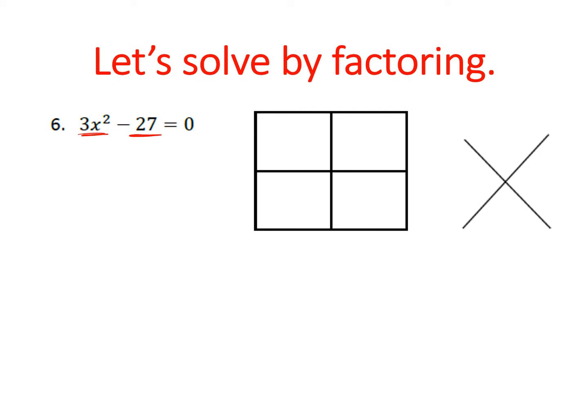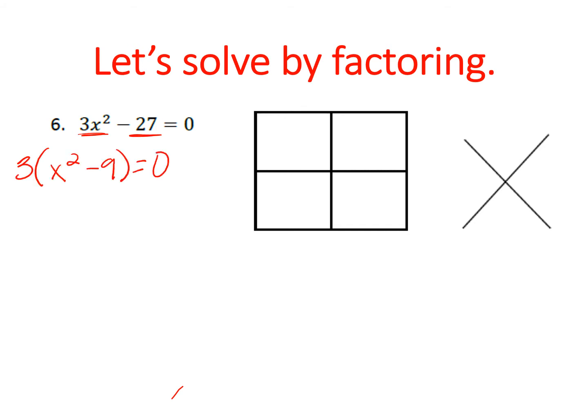Well, both of them don't have x's, so we know we're not going to be able to factor out an x. So we need to look at the numbers 3 and 27. And obviously 3's only factors are 1 and 3, so then I think about 27. Is 27 divisible by 3? And it is. So we're going to factor out that 3. And I'm left with x squared minus 9.